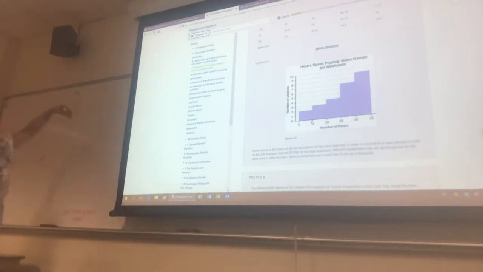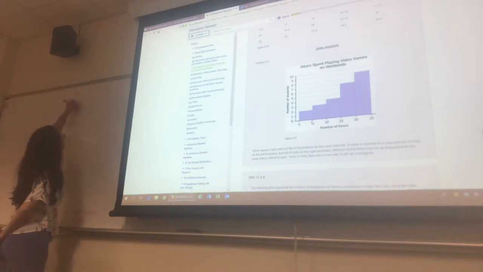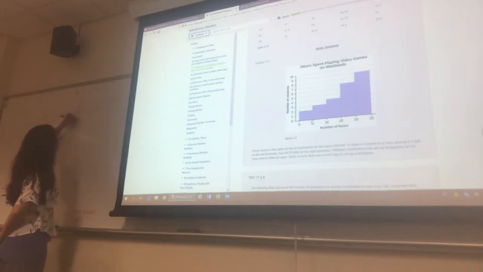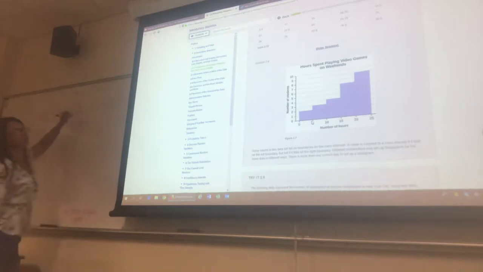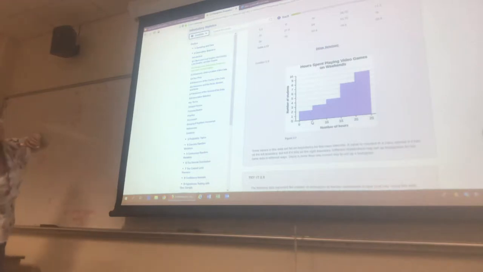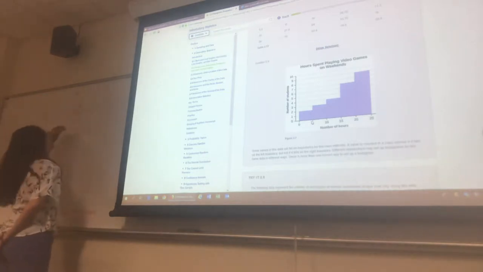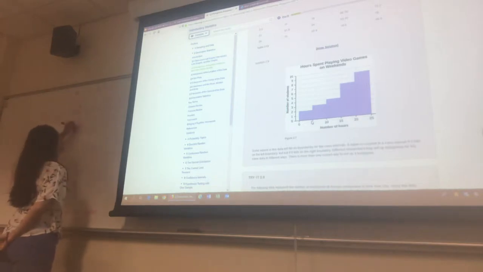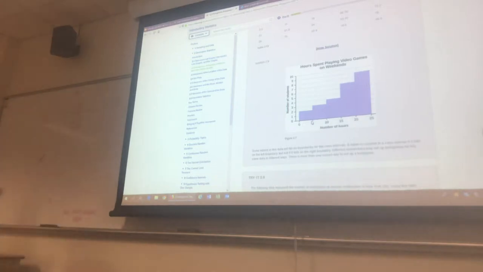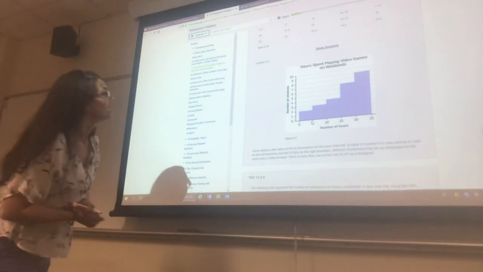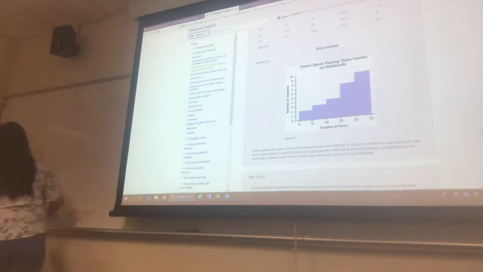We'll give them 10. And then you've got 11 to 15, 16 to 20, and then 5. And they just grouped it in fives. And so then they did, instead of a percentage, they just did the number. They just opted for the number of students.